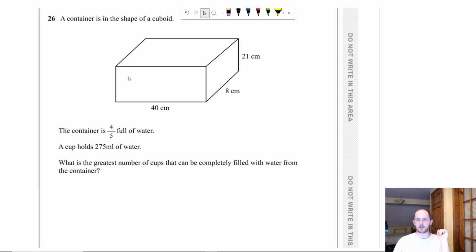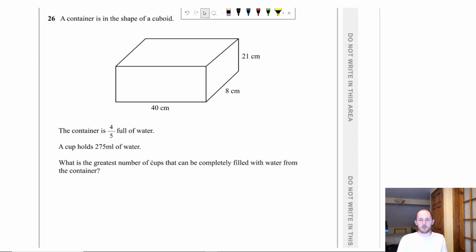It continues in the shape of a cuboid, and it's 4/5 full of water. A cup holds 275 millilitres of water. So what is the greatest number of cups that can be completely filled with water from the container? Well, here's what we need to do. We need to work out the volume of this cuboid, which, by the way, in centimetres cubed is equal to millilitres. So you don't even have to do anything, we just write it as the same thing.